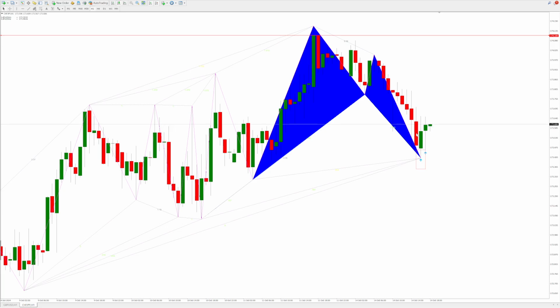Things may pick up, which is why it's important to have sensible money management in place. Make sure we don't let winning trades turn into losing ones.